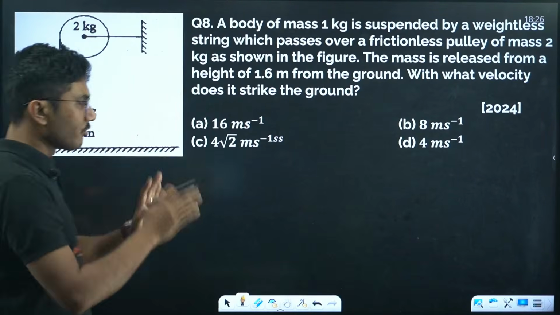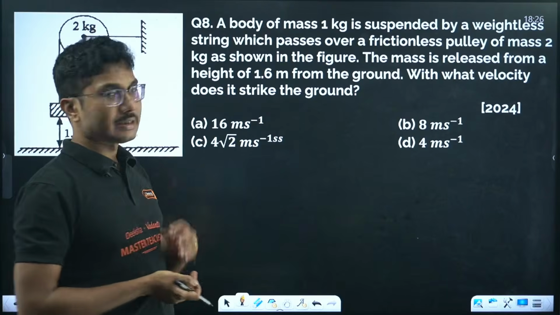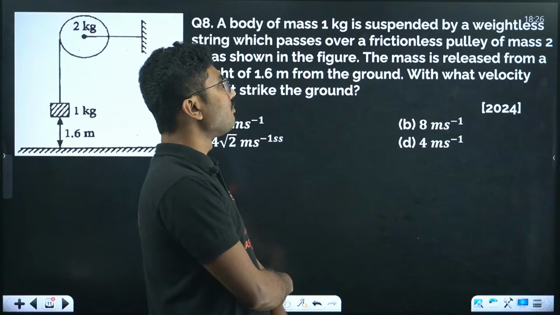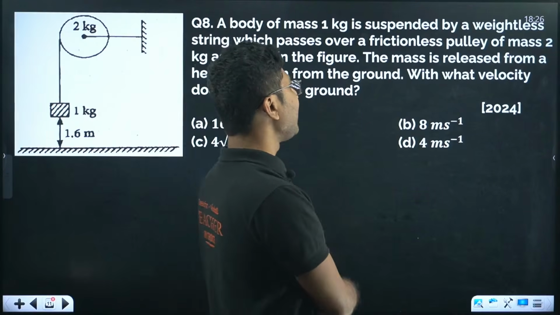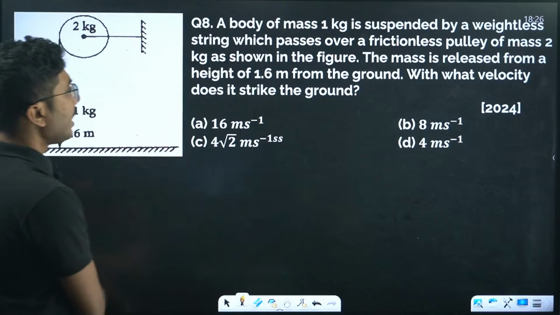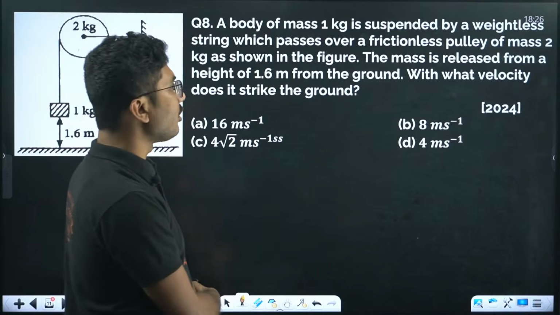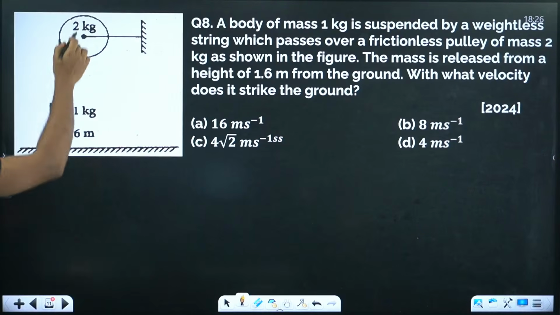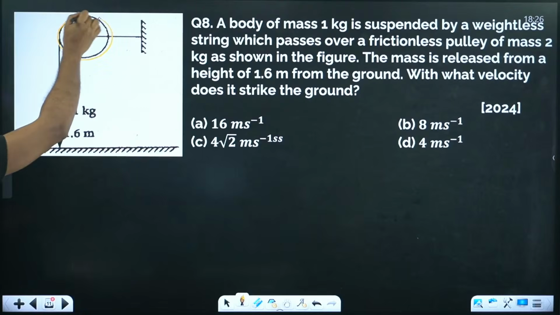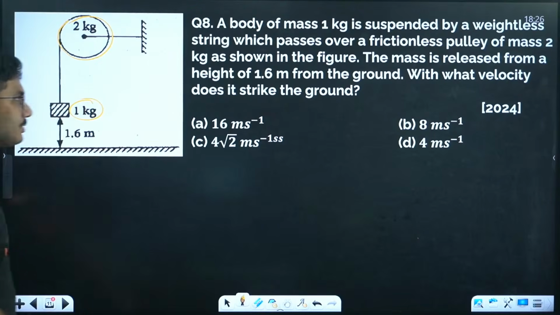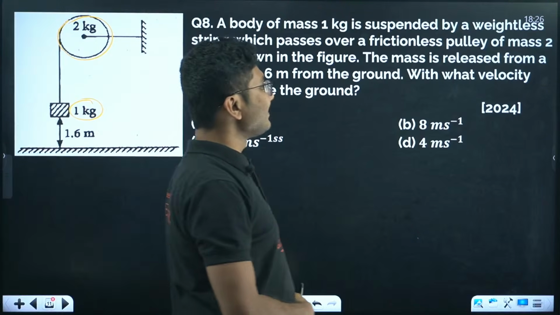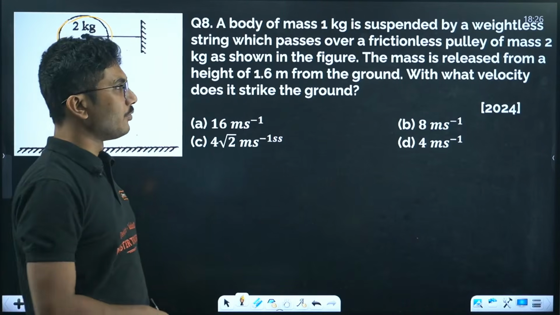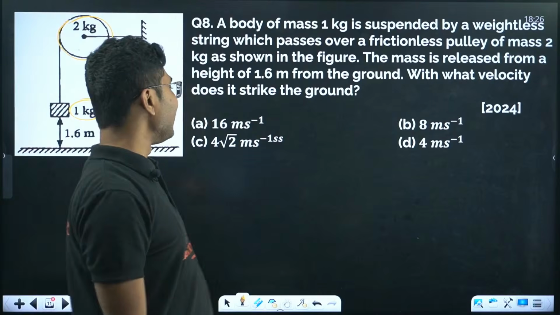A body, this is a long question. A body of mass 1 kg. I will start solving it, you also start solving along with me. A body of mass 1 kg suspended by a weightless string passes over a frictionless pulley of mass 2 kg as shown in the diagram. So here we have a 2 kg pulley, here we have a 1 kg mass. The mass is released from a height of 1.6 meter from the ground. With what velocity does it strike the ground?